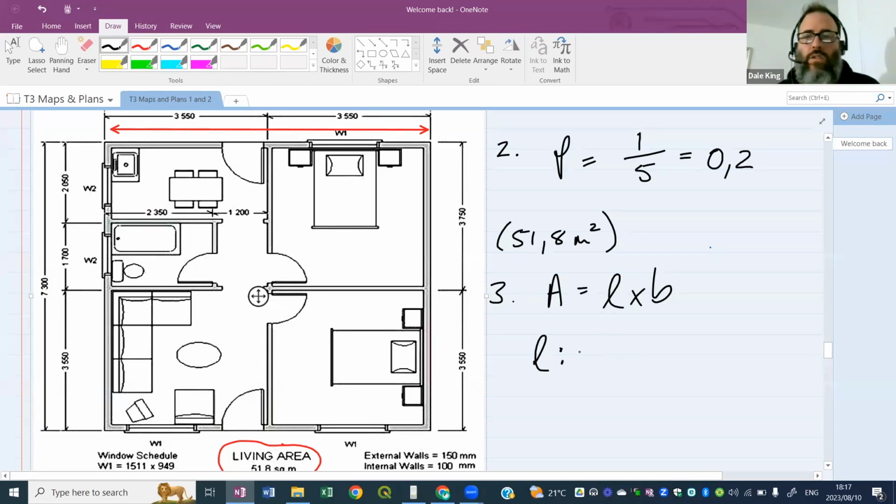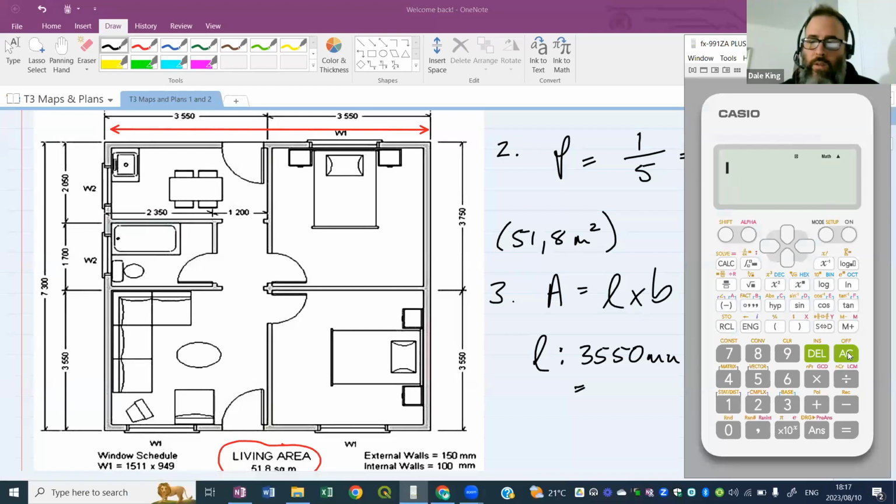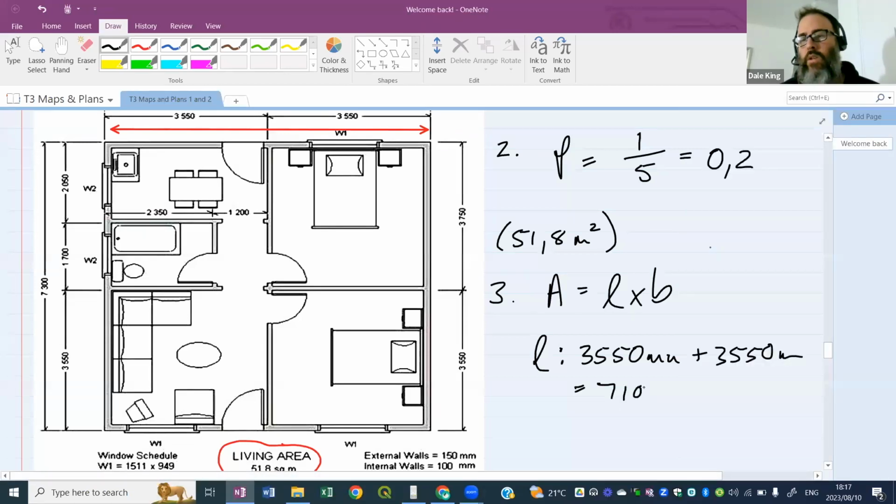Yes. Okay, so let's use the top ones first. So I'm going to do 3,550 millimeters plus 3,550 millimeters. Am I good so far? Yes. All right, I'll add these up. Do you use your calculator? I'm going to check with mine as well. What do you get on yours? The same thing. All right, so 7,100 millimeters.